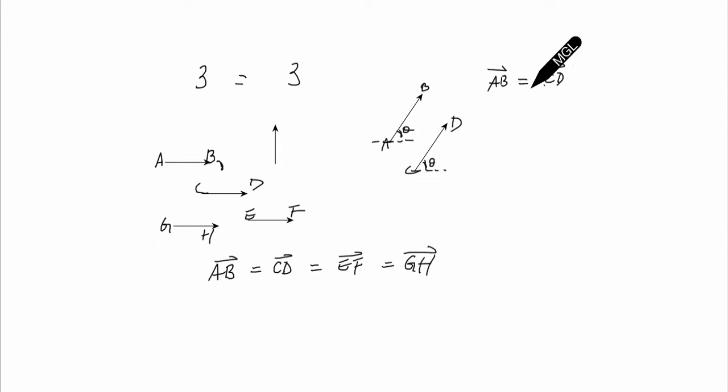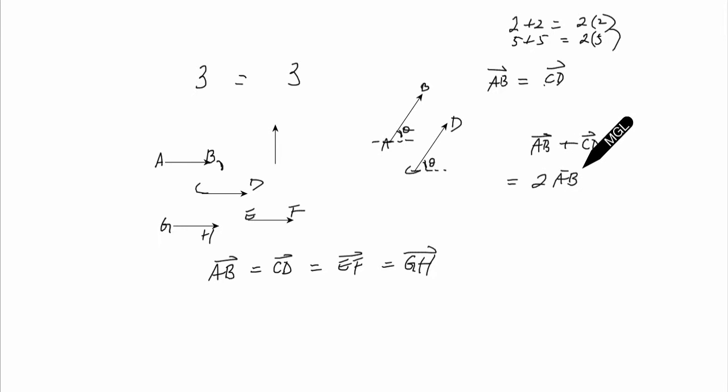So what does it mean to be equal? There are some neat things we can do when we add and subtract them later. For example, if I have AB plus CD, what happens to normal numbers if you add the same numbers? Let's say you have 5 plus 5. We can say this is double of 5. And you can do the same thing here. This is double of AB.